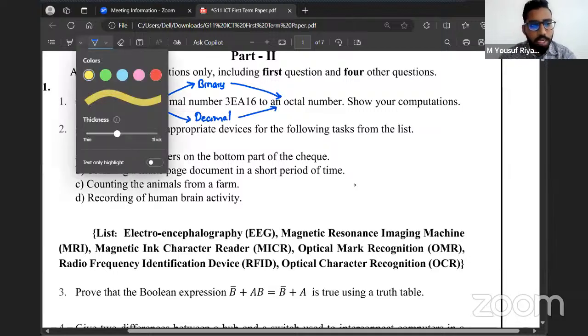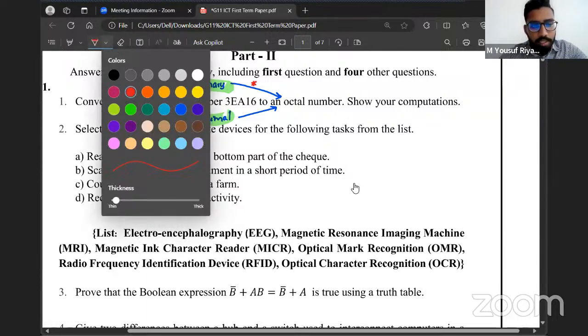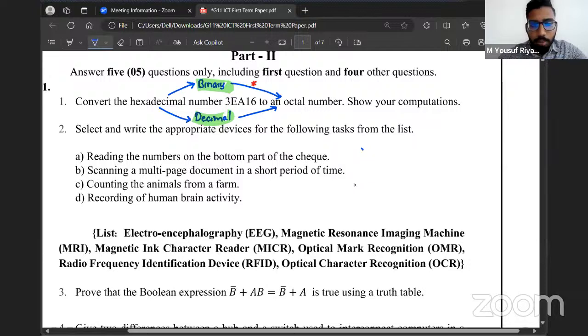Out of these two, what do you think is easy? Is converting to binary and solving easy, or converting to decimal and solving easy? Which one is easy? Exactly. Comparatively, converting via binary is easy. So first of all, let's convert this hexadecimal number into binary. To convert the hexadecimal into binary, it's very easy.